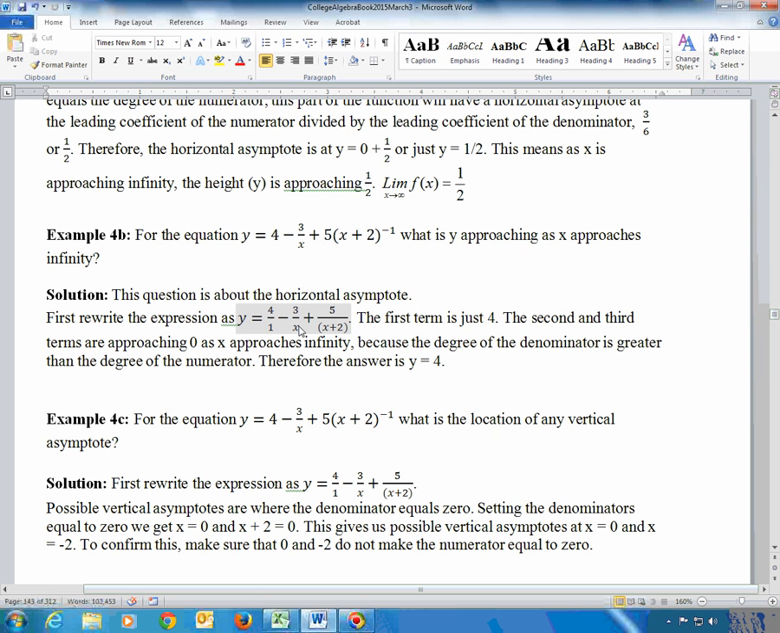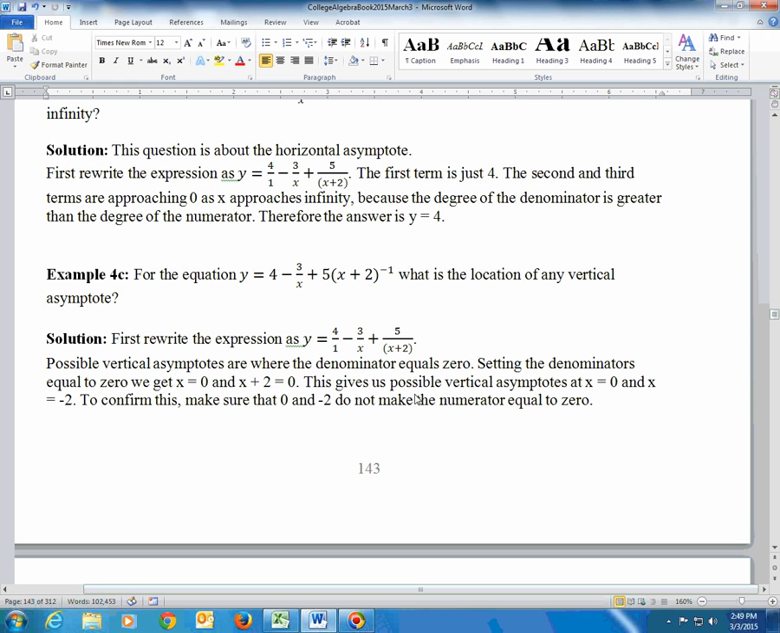The degree of the top is 0, degree of the bottom is 1. If the degree of the bottom is bigger than the degree of the top, it goes to 0. Same way with this. This is going to go to 0. Degree of the bottom is 1, degree of the top is 0. So you get 4 minus 0 plus 0. 4.